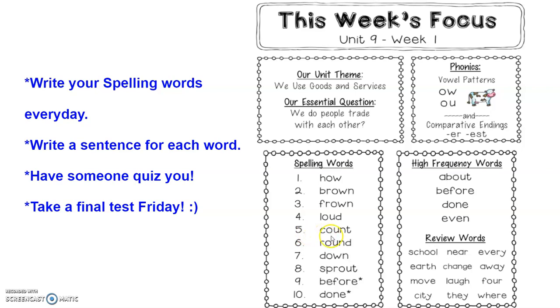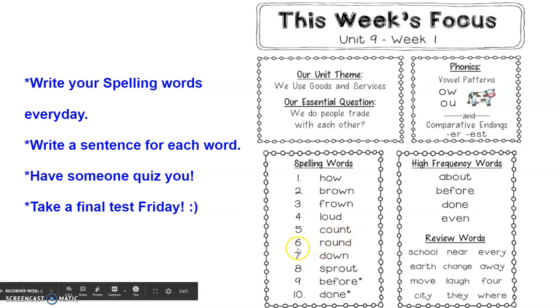We spell it C-O-U-N-T. Our sounds are k, ow, nt. There's that blend at the end. Count. Number 6, the word is round.